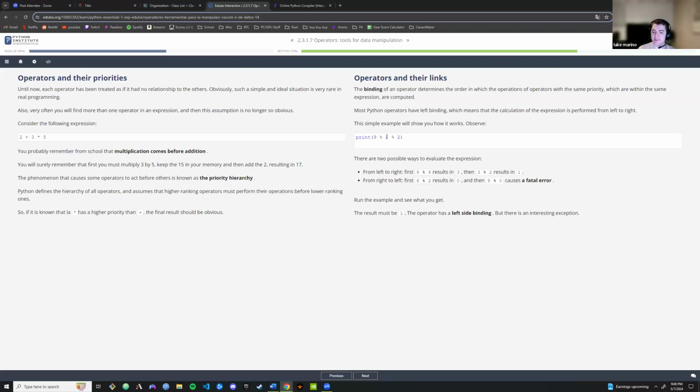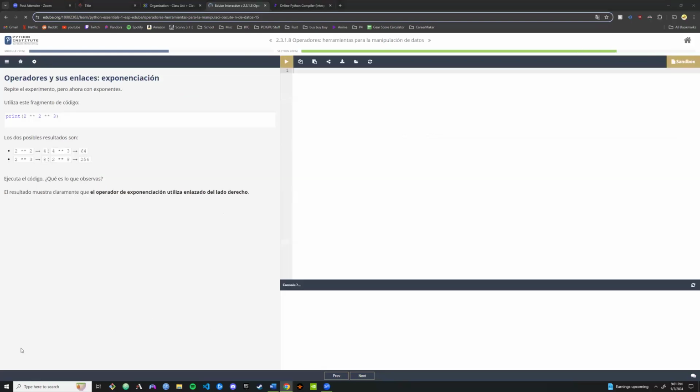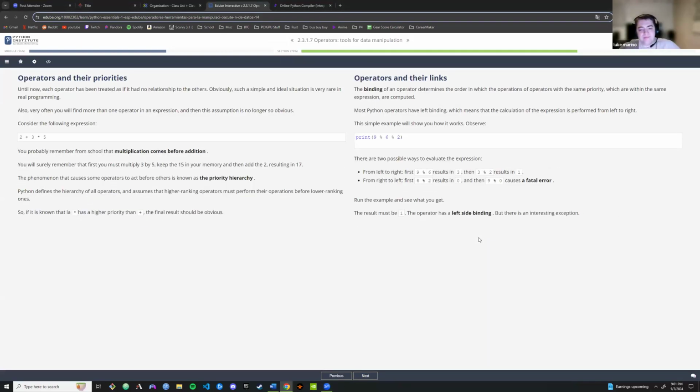So we're going to do 9 mod 6 mod 2. The result is going to be a 1, in case you're curious. Can you go over how it's one? Oh yeah, absolutely. So from left to right, you have 9 mod 6, which results in 3, because 6 goes into 9 once, and you have 3 left over. And then you have 3 mod 2, which results in a 1.